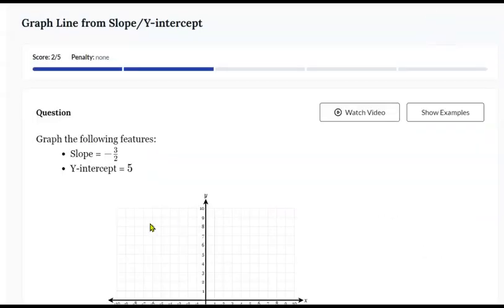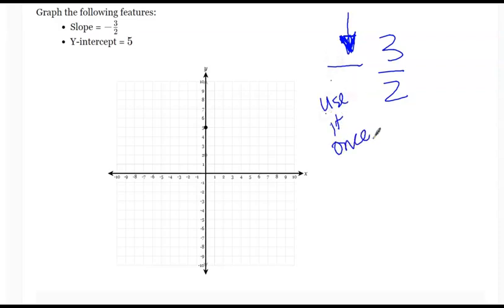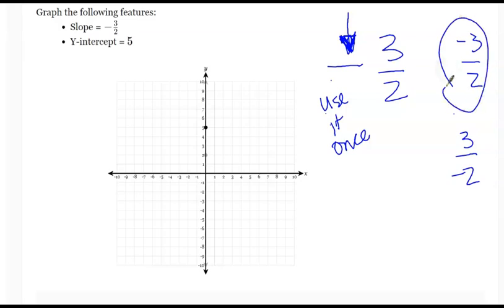One more time. Y-intercept is positive 5. The slope is down 3. Now be careful. When you have a slope with a fraction on the side, with a negative sign on the side of the fraction, you can only use it once. You can give it to 3, or you can give it to 2.